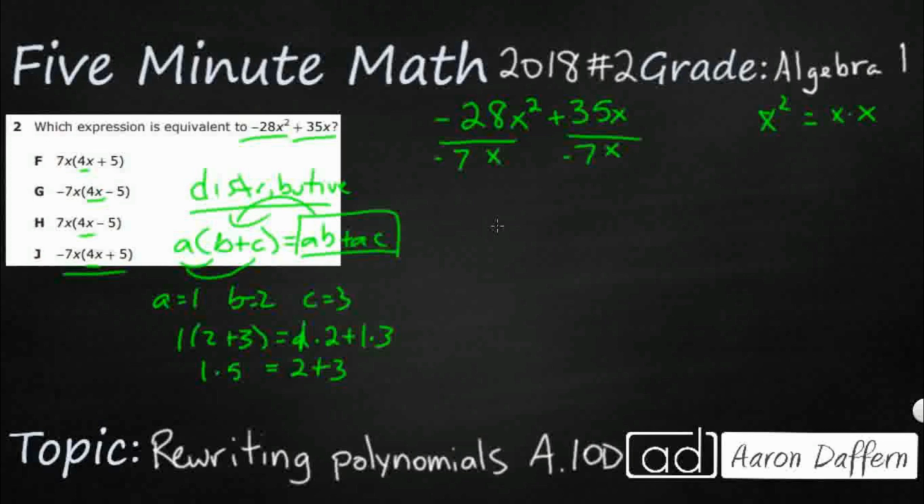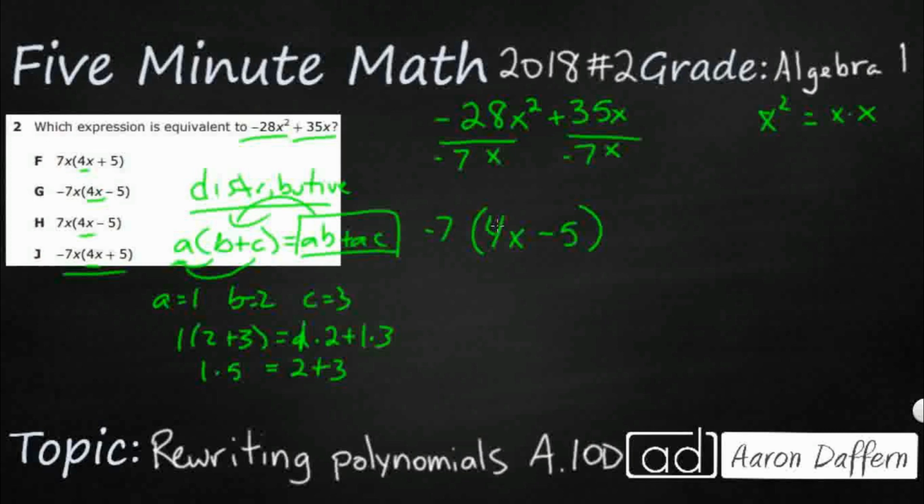So let's see what would happen if I were to divide both of these terms by negative 7x. Negative 28 divided by negative 7 is positive 4. X squared divided by x gives me 1x. Now I've got 35 over negative 7, so that's going to give me a negative 5, and then x over x leaves nothing. Since negative 7x is our common factor, we make that our a term, which sticks out on the outside.